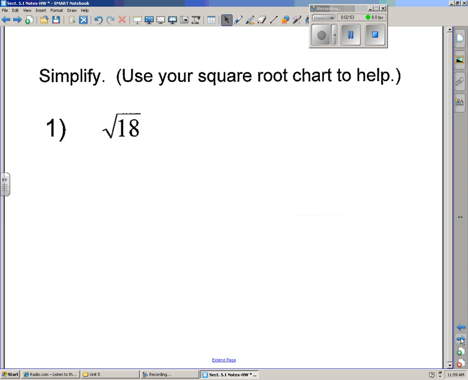So if we take a look at our square root chart, up here I'm going to write those numbers across. I've got 1, and then 2 times 2, 3 times 3, 4 times 4, 5 times 5, 6, 7, 8, 9, 10. I want to figure out which of these perfect squares, the largest one, divides into 18. The largest number that divides into 18 that's a perfect square is 9.